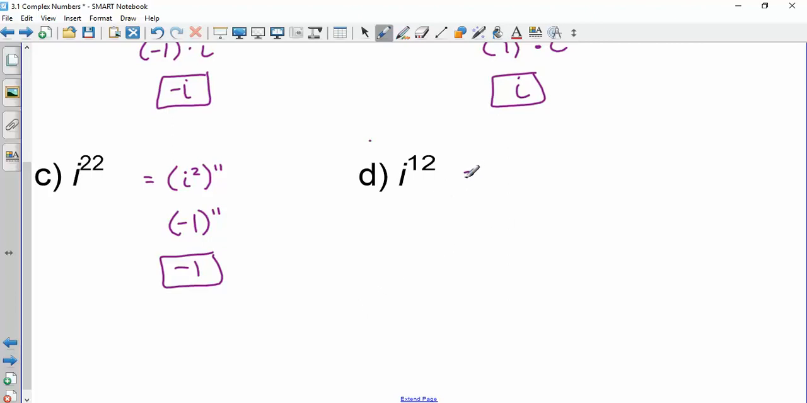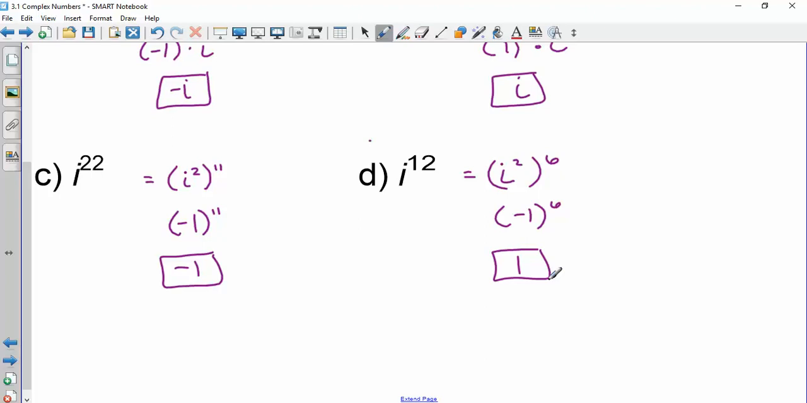Last one, we have i to the 12th. So that would be i squared to the 6th. There are no leftovers. i squared is negative 1, and negative 1 to the 6th is 1. Those are the only 4 possible answers you'll get: i, negative i, 1, or negative 1 every time.